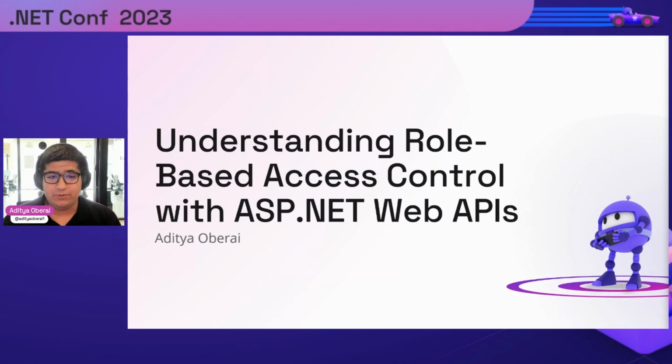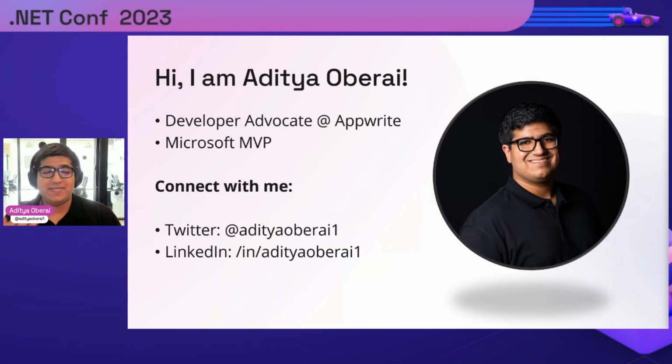I'm going to be talking about a space that I've been involved in for a little while now, around APIs and certain ways of securing your APIs. So the talk that I have will be focused specifically around role-based access control and how you can implement that within ASP.NET APIs.